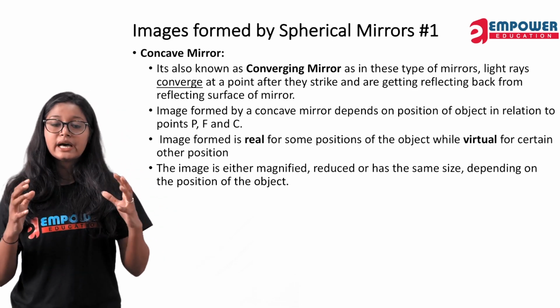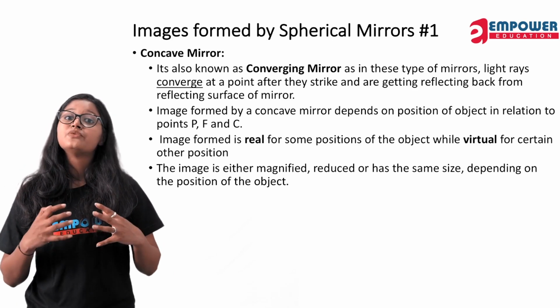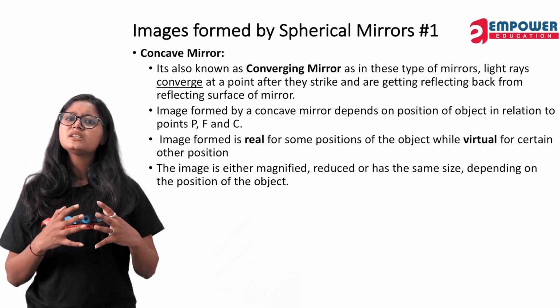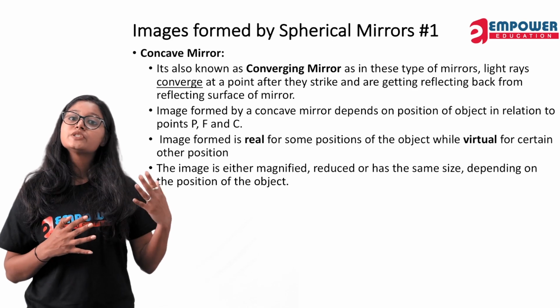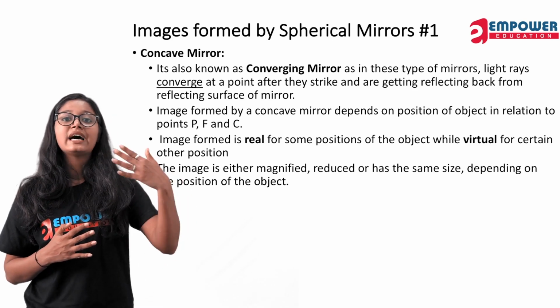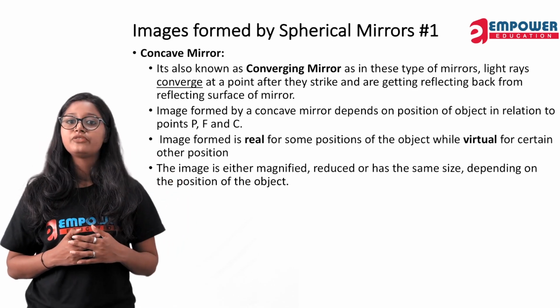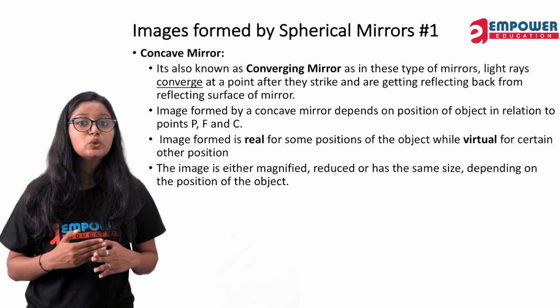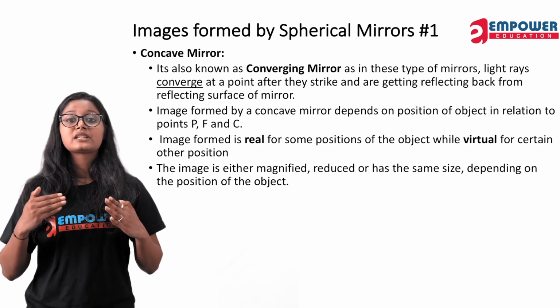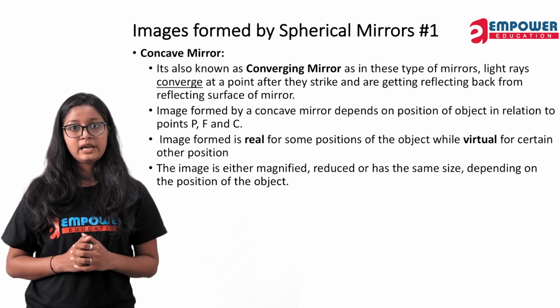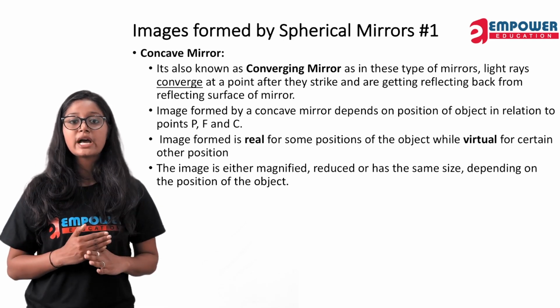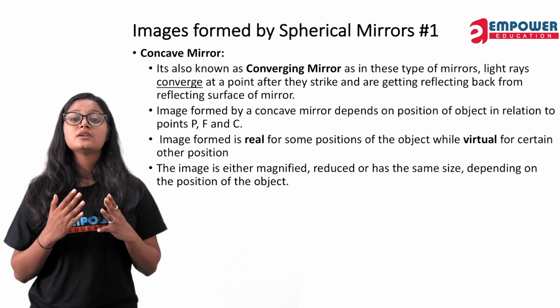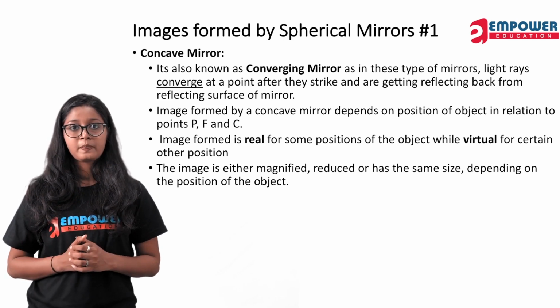Now, we know that the concave mirror is a converging mirror. Now, why is it a converging mirror? Because whenever a ray of light is incident on the reflecting surface, the reflected rays tend to meet at a point, that is, converge at a point. And since they converge at a point, it is called a converging mirror.